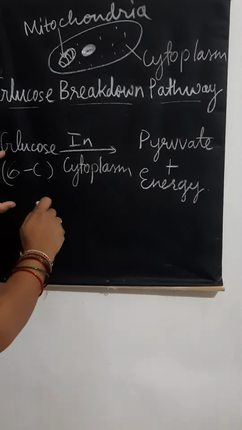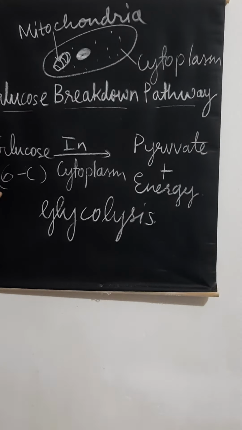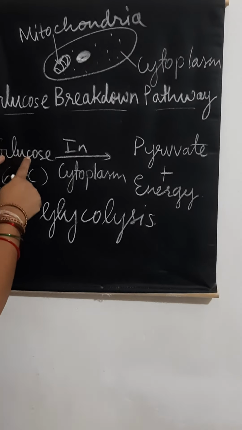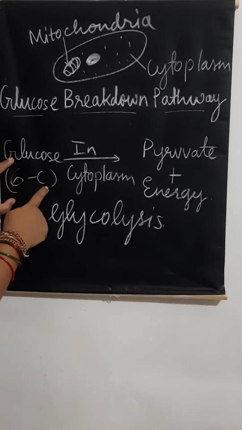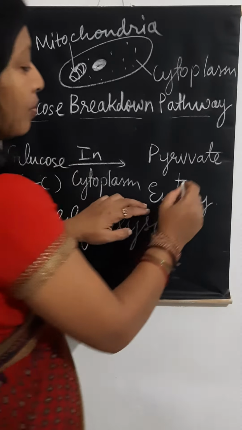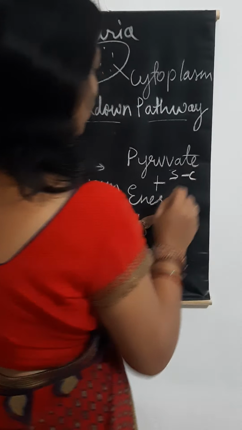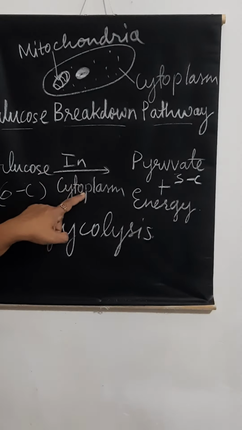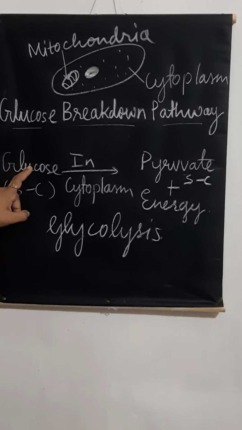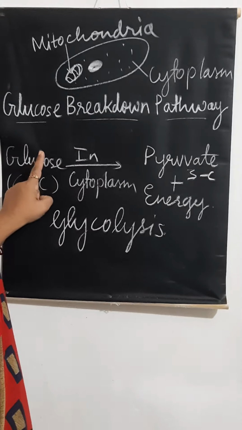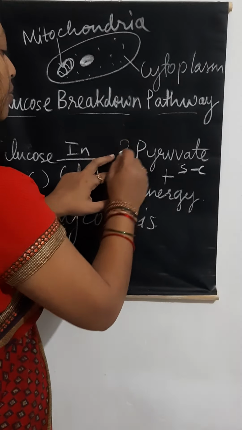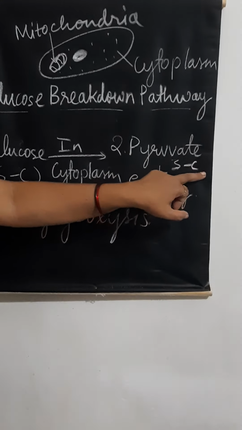Okay, and this stage is known as glycolysis. What is this stage? This glucose is broken down into pyruvate. Glucose is 6 carbon compound. It contains 6 carbon. Pyruvate is 3 carbon compound. So in the cytoplasm, with the help of enzymes, this glucose is first broken down into pyruvate. So from one glucose we get 2 pyruvate molecules because this is 3 carbon.